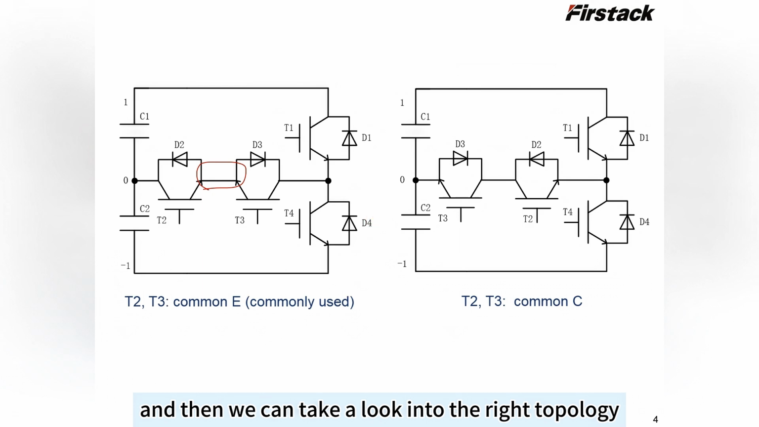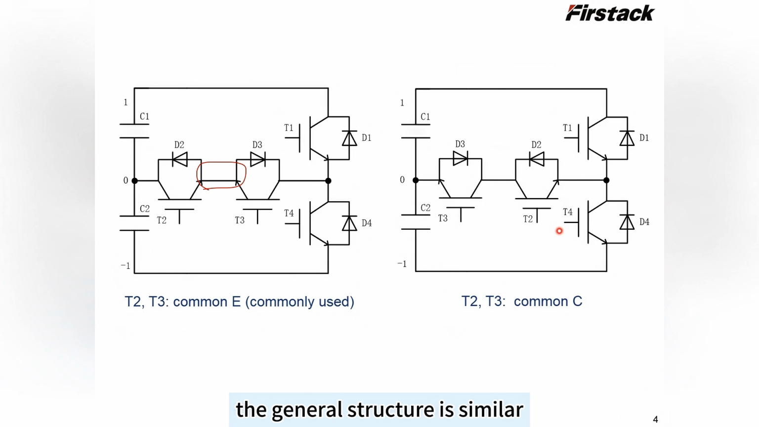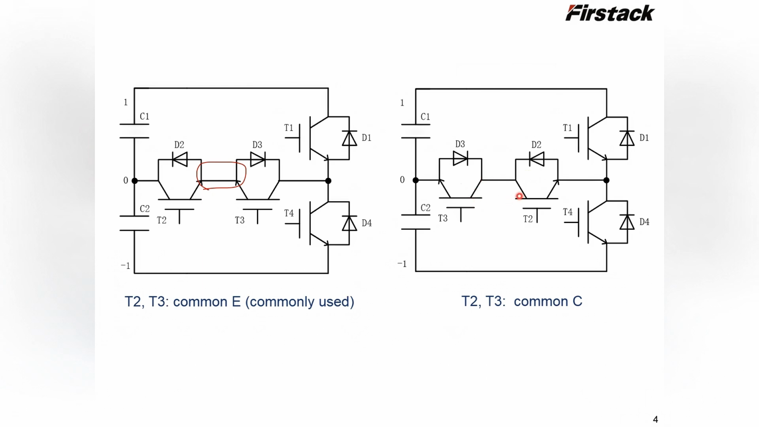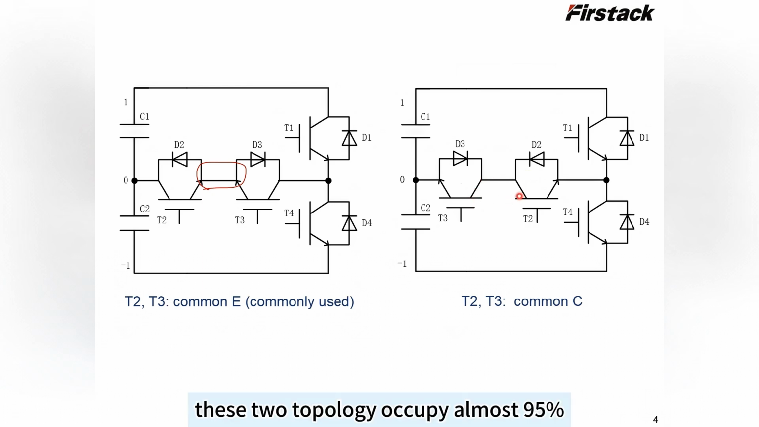And then we can take a look at the right topology. The general structure is similar. The difference here is that it is not the emitters connected together, but the collectors. So we can call it common-C type topology. These two topologies occupy almost 95% of actual applications.